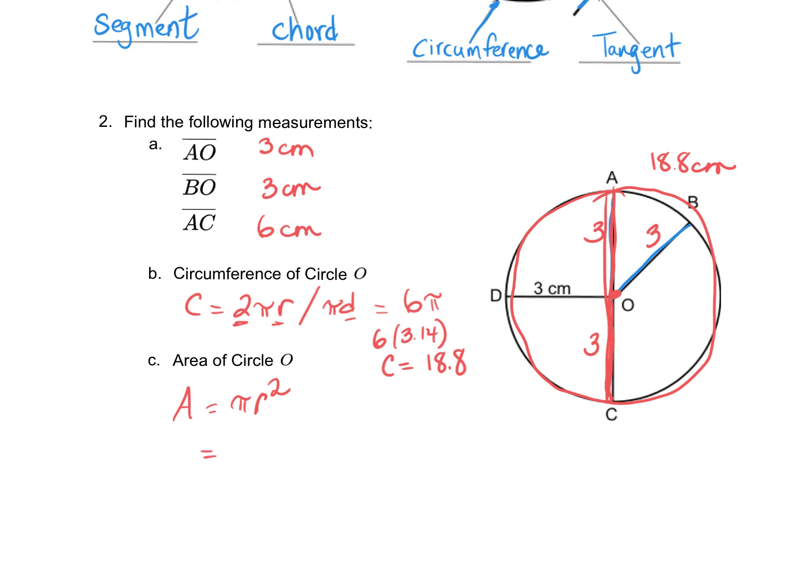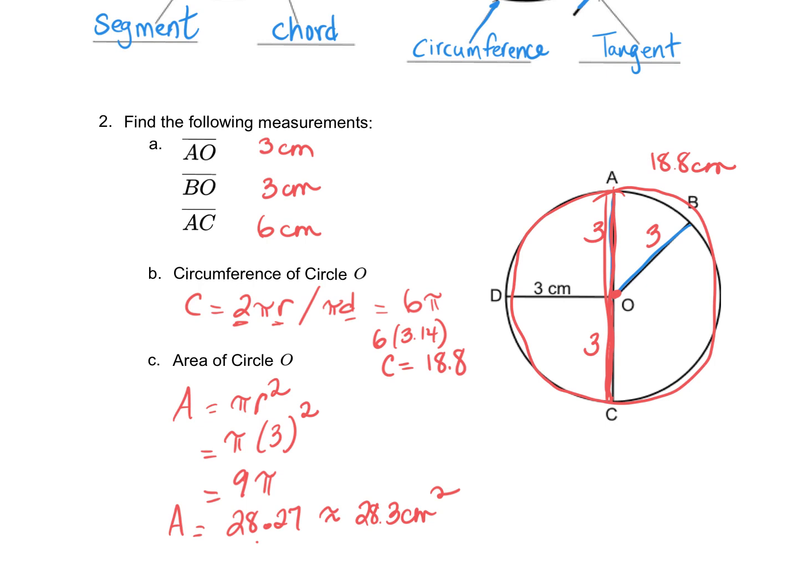Now, to find the area, so that's the space inside the circle, my formula is pi r squared. So my radius is 3, and remember the order of operations dictates that I square the radius first before I can multiply. So 3 squared is 9, so 9 pi. And when I multiply 9 times pi, or 3.14, I get an area of 28.27, or if you wanted to round that up to 28.3 centimeters squared, because it's area, so it would be squared.